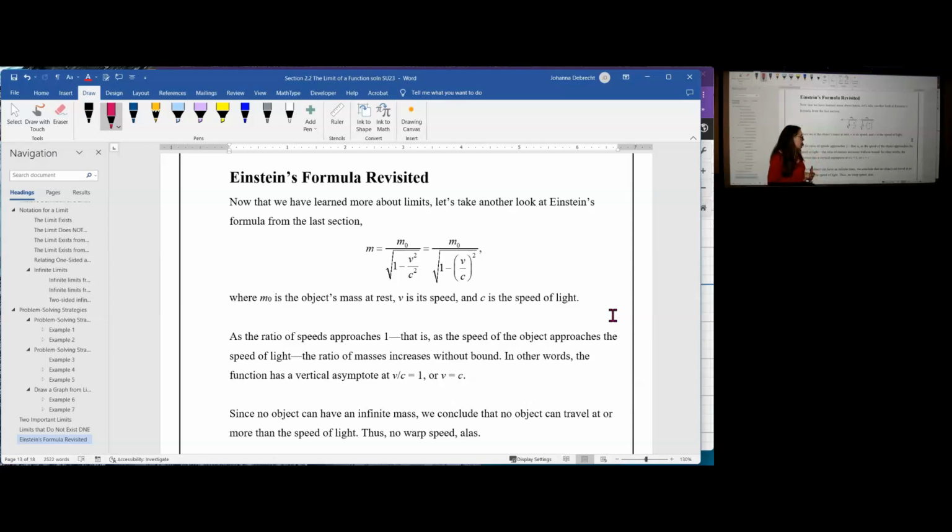In other words, I'm afraid there will be no warp speed and there will be no going from one planet to another in another solar system.